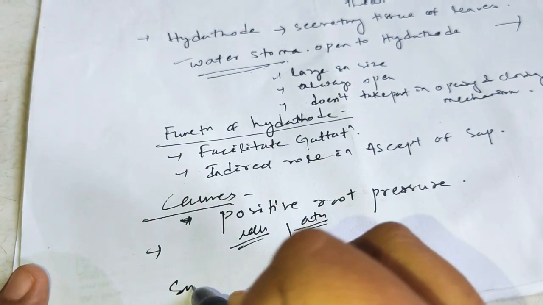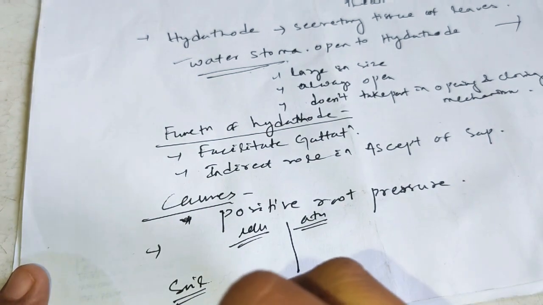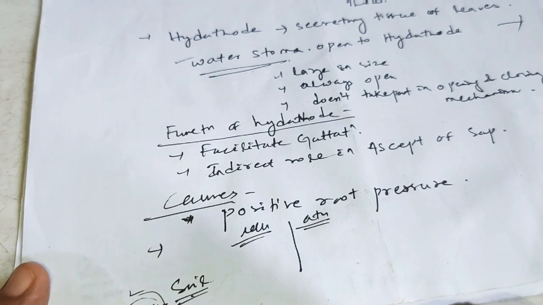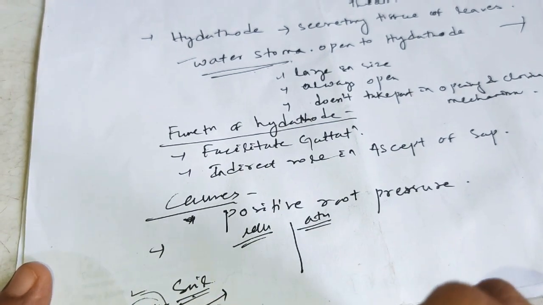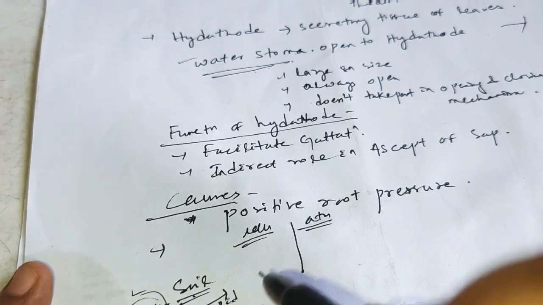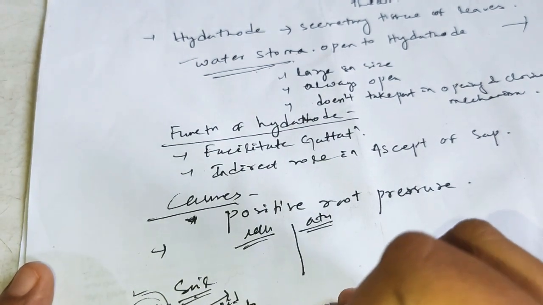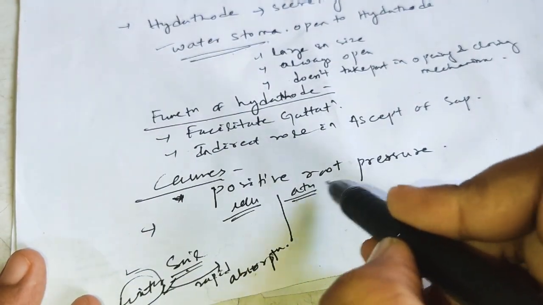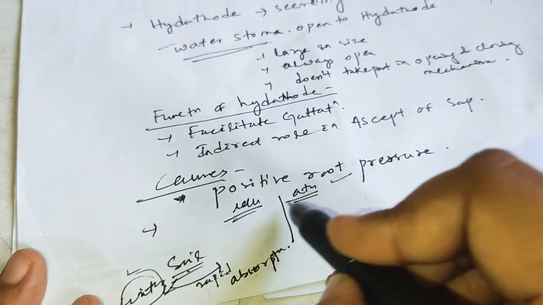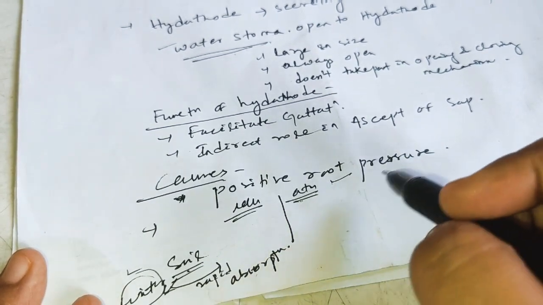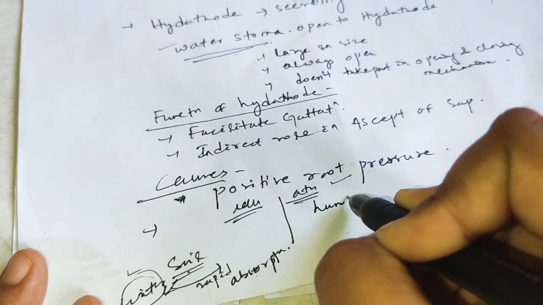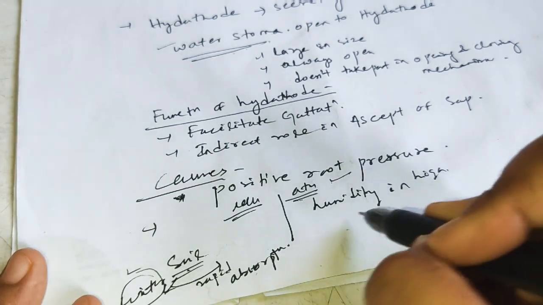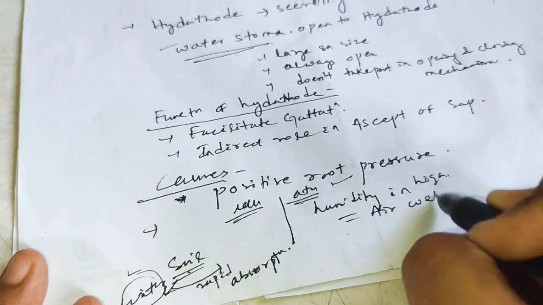Okay, so here suppose the soil contains water. What happens here? The soil condition favors rapid water absorption. Here rapid water absorption occurs. Okay, but what happens in this case? Suppose now outside, in the atmosphere, the moisture, the humidity is high. High humidity means the air is in a wet condition.